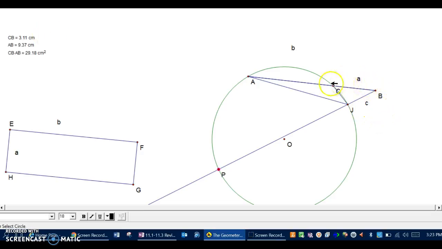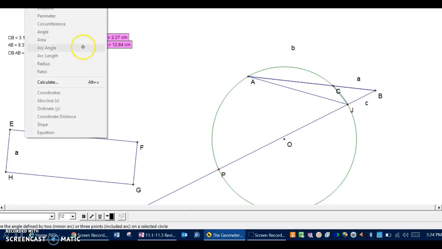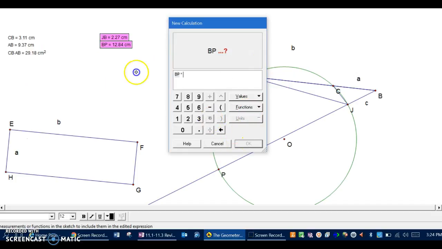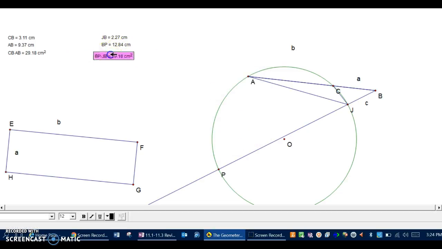So I already measured CB times AB, and that's that length. And I'll measure this length. And then we can measure the length from B to P. And then we will calculate the length of BP times the length of JB. And as you notice, those two are the same.